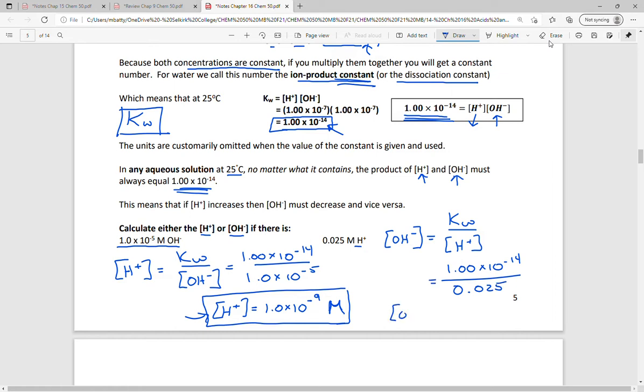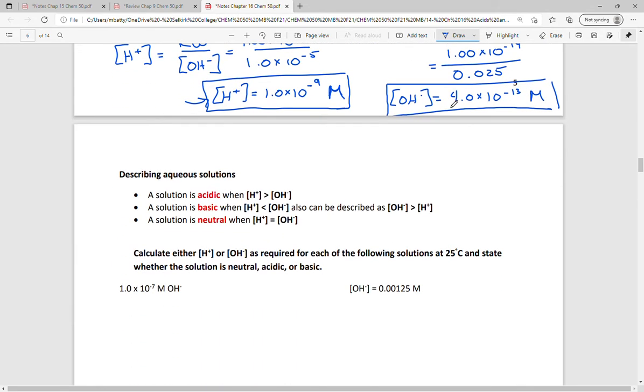So crunching the numbers on the calculator, I would get 4.0 times 10 to the negative 13 moles per liter. These ones I've also corrected for sig figs. In my given information there were 2, so my answer is going to have 2. So we've got a few more of these to try. I like using the triangle for them.